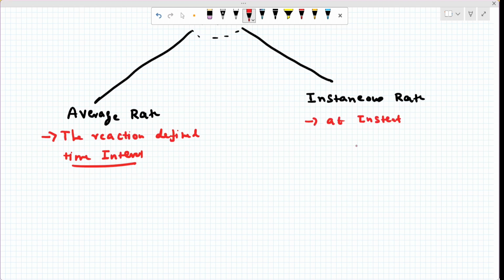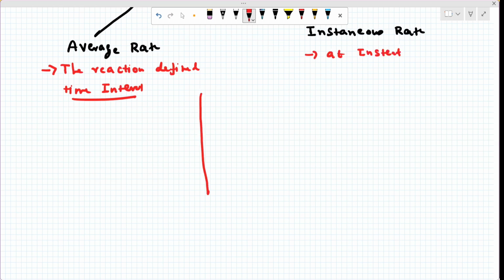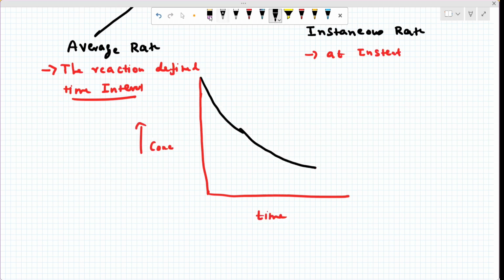I will give an example using a graph. Now see the graph. This is the time, and this is the concentration. Now see, this is the graph. Is this the reactant graph or the product graph? Tell me. Reactant. Why reactant?